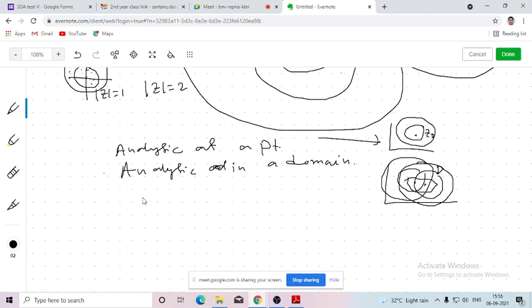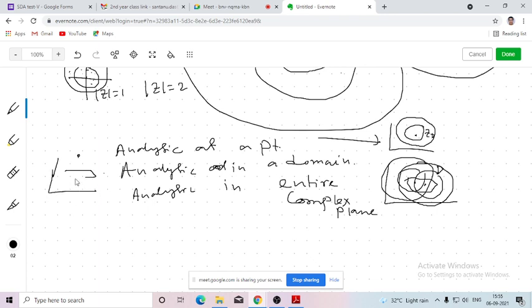Yes, sir. Then another concept is analytic in the entire complex plane. That means here I am considering only one point. Here I am considering a particular two-dimensional region in the Argand plane Z. So here I am considering the entire Argand plane Z. That means analytic in the entire complex plane means I can pick any complex number, then it will be analytic at that point. Then corresponding to that complex number I can construct any neighborhood, and the function is differentiable in that neighborhood. That is a broader concept compared to analytic in a domain.